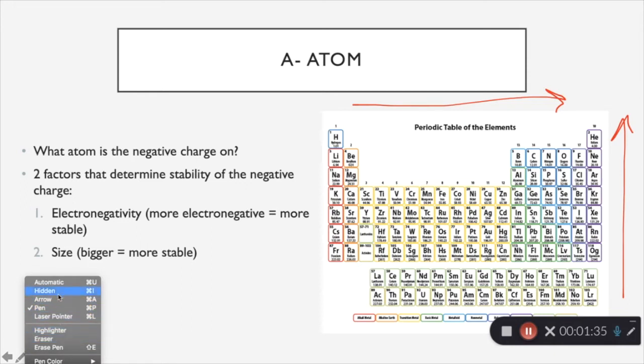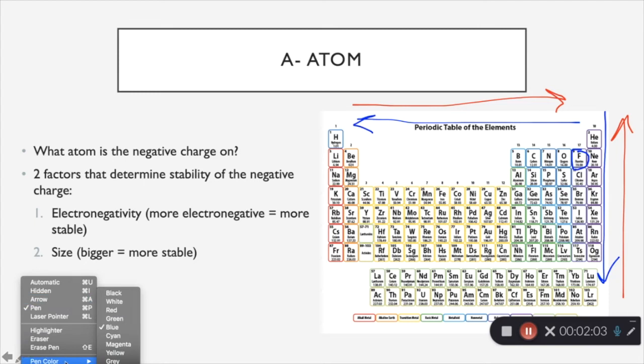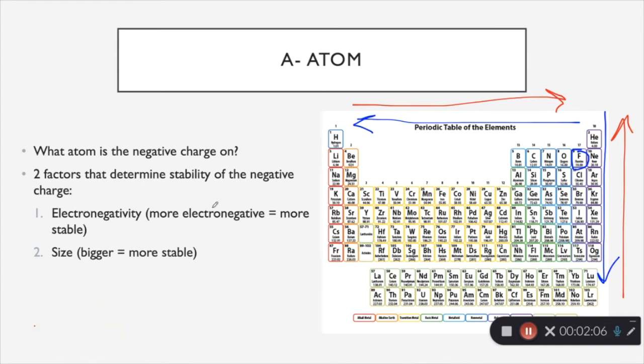So let me change my pen color to blue. So then for size, it's going to be the opposite. So size is going to increase as you go down on the periodic table, and it's going to increase going to the left. So for example, fluorine here is very electronegative and it is very small. So back to red, you're going to look at an electronegativity of an atom if you're comparing two different atoms that are horizontal to each other on the periodic table.